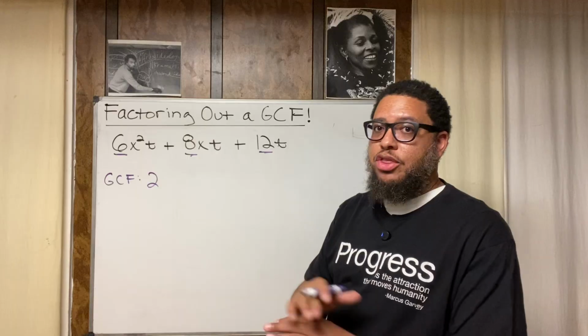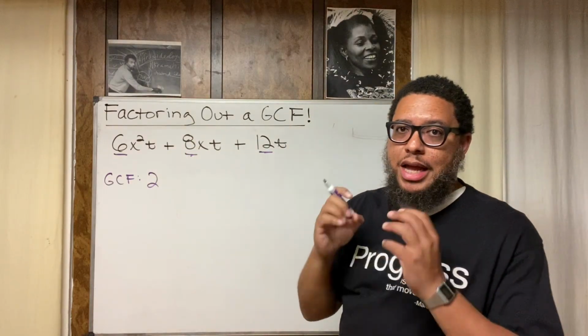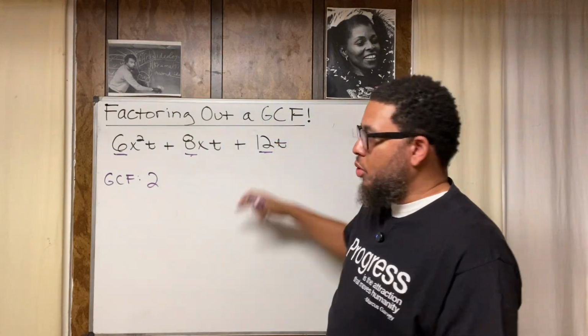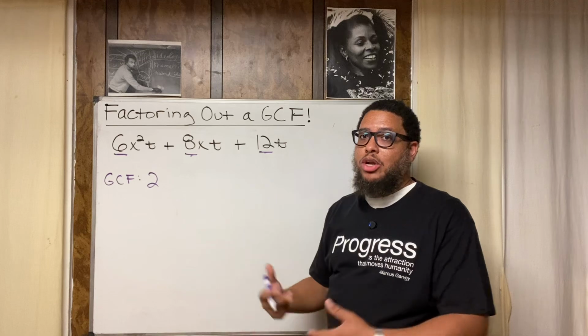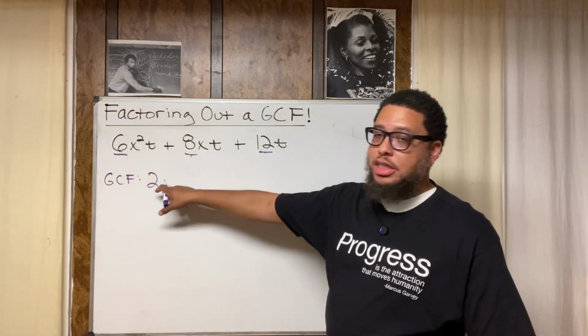With a GCF, we need 3 out of 3. We need to have an x in all three of these terms for it to be considered common. The big C in GCF means common. 12t don't have no x. Because 12t don't have no x, x ain't common. So we're not worried about x in terms of the GCF.